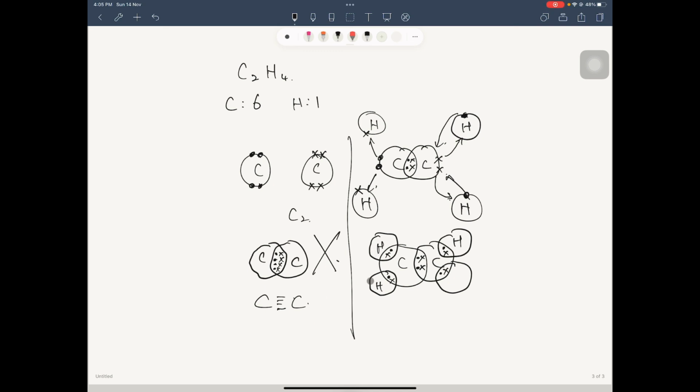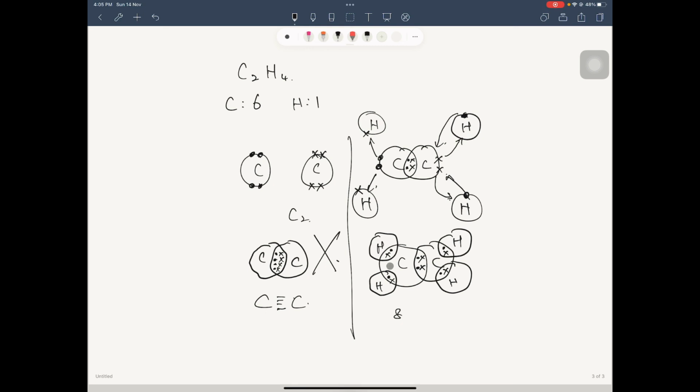So we can see now that for the carbon atom on the left, I have 1, 2, 3, 4, 5, 6, 7, 8. So it achieved 8 electrons in the outermost shell, and the same thing goes for this carbon atom, and also each of the hydrogens, they also achieve a stable configuration of 2 electrons in their first shell, right? So this would be the electronic configuration of the C2H4 molecule.